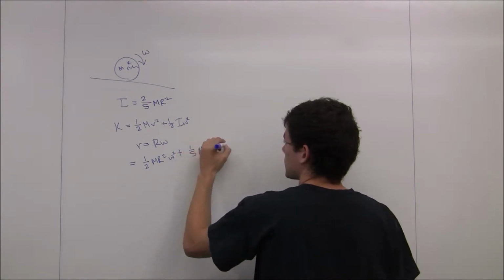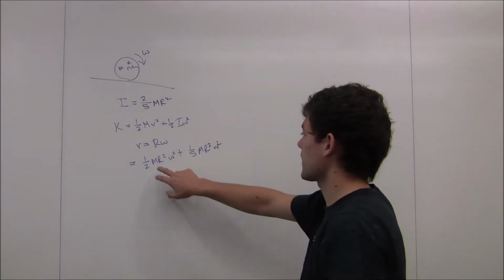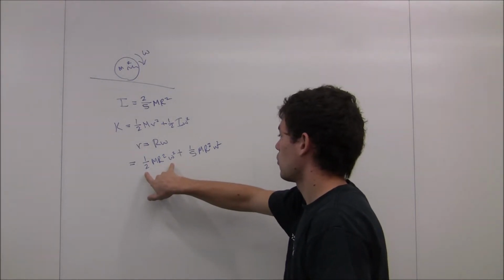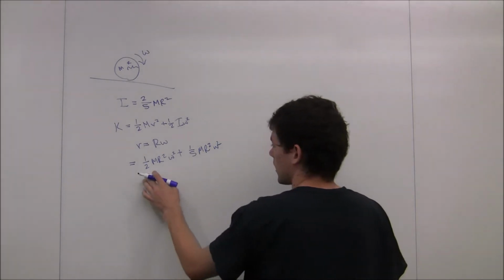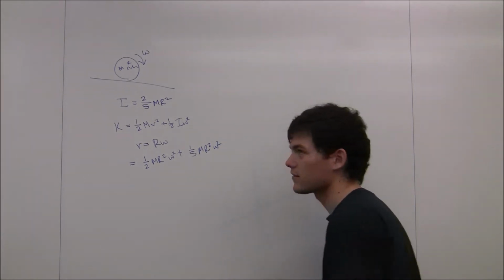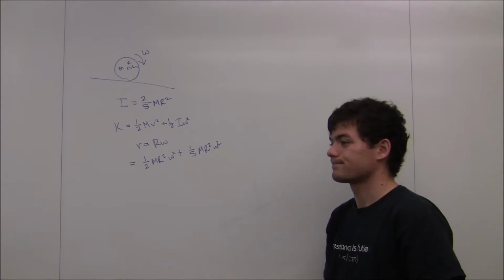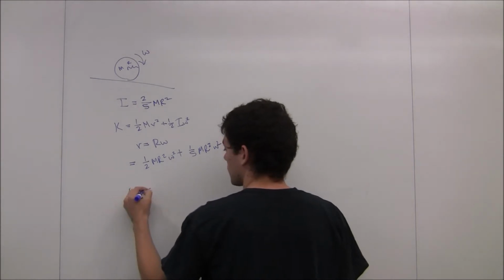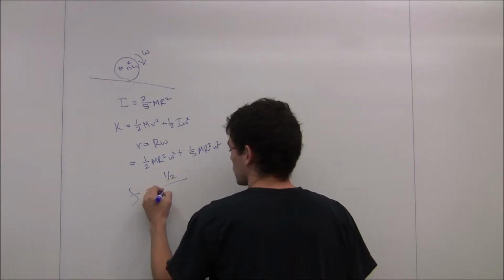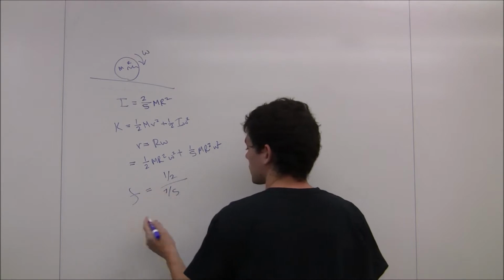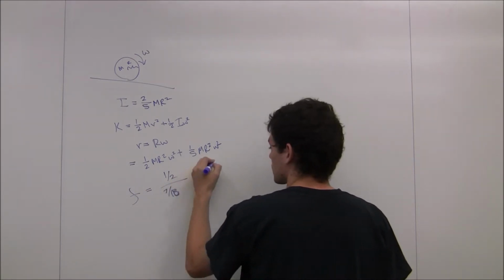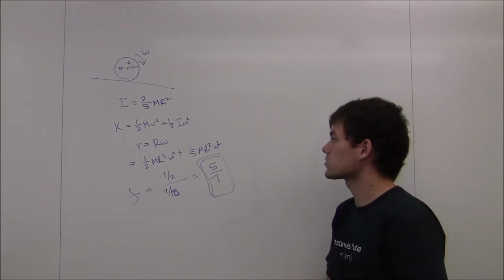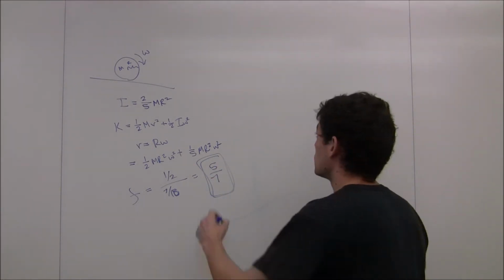mr squared omega squared. So the proportion of that which is translational is just going to be 1/2 out of a total of 1/2 plus 1/5, which is going to be 7/10. So the total fraction f that is translational is 1/2 over 7/10, which is 5/10 over 7/10, which is 5/7. So that's going to be the fraction of the initial kinetic energy that is translational.